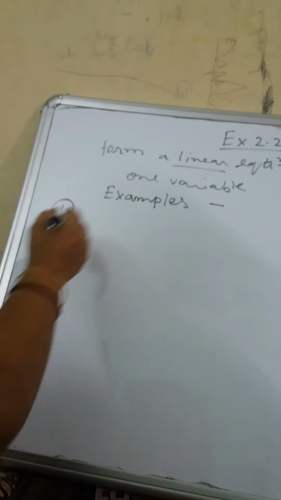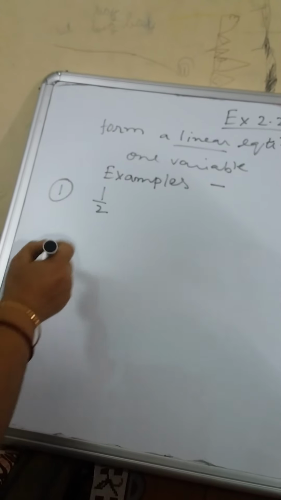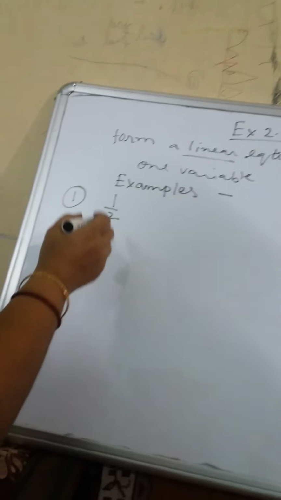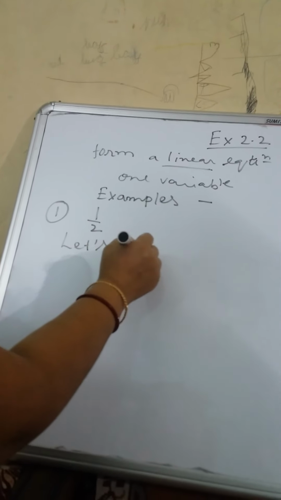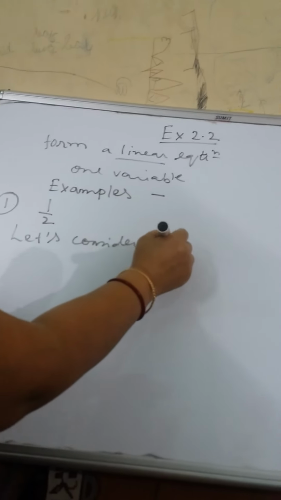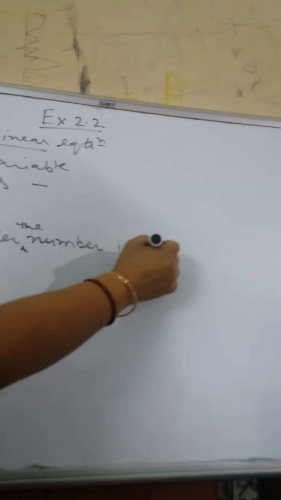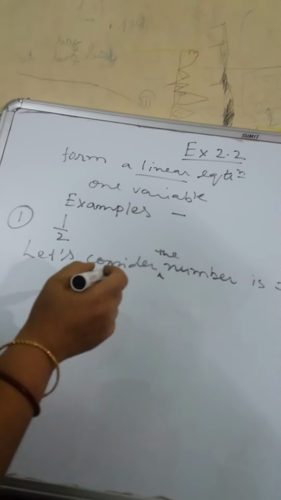First question is, if you subtract half from a number and multiply the result by half, you get 1 by 8. What is the number? That means the number is missing or not known to you, so you have to find out the number. So let's consider that number is x. Okay, so if you subtract half from a number, that means 1 by 2 you have to subtract from this x.